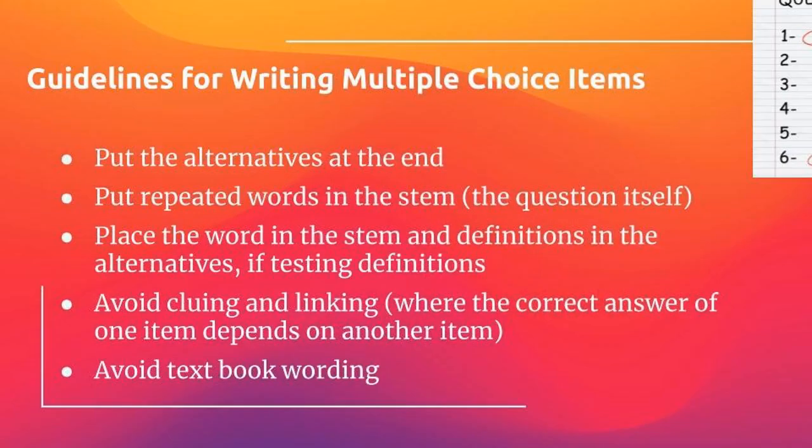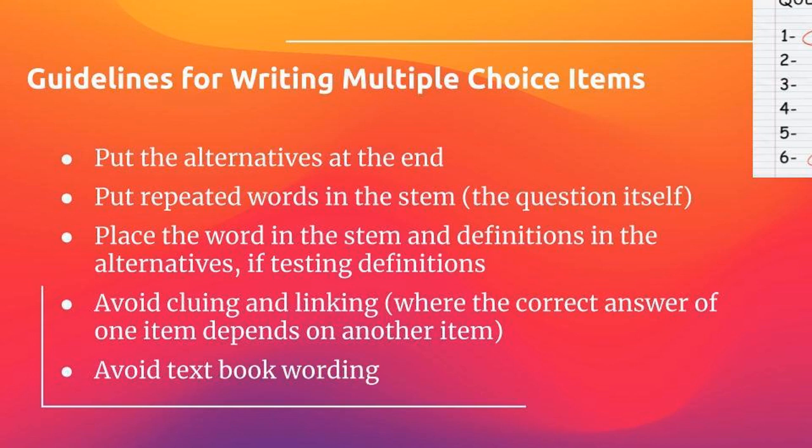I think he has a lot of great advice. Some other things I like to focus on when writing multiple choice questions. I put alternatives at the end. I put repeated words in the stem or in the question itself as opposed to in the alternatives. Place the word in the stem and the definition in the alternatives if you're testing definitions.